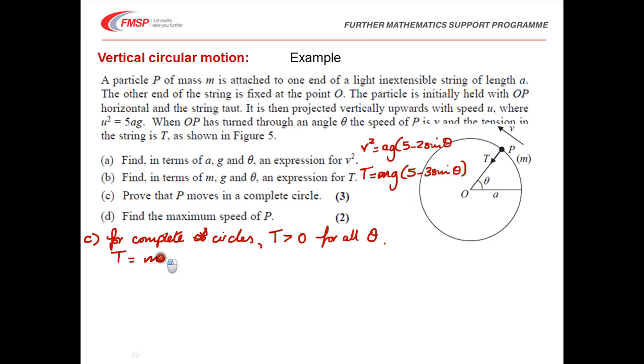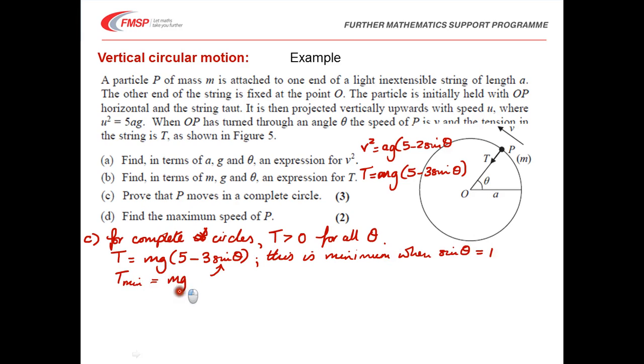Okay, and we know that T equals mg times 5 minus 3 sine theta. Now that expression is minimized when sine theta is maximized because we're subtracting it here. So this is minimum when sine theta is maximum, which is a value of 1. So T min equals mg times 5 minus 3 times 1, which is 2mg, and that's greater than 0 for all theta. And that's what we need to do in order to show that it completes full circles. That confirms what we said in our initial statement here.